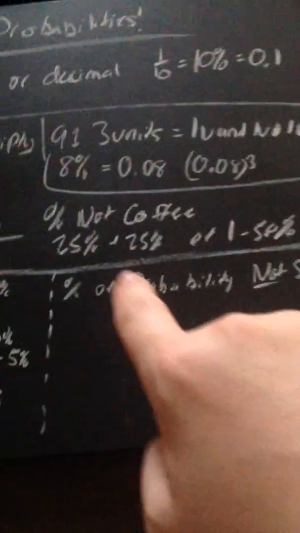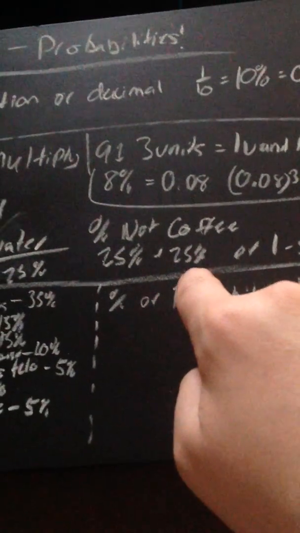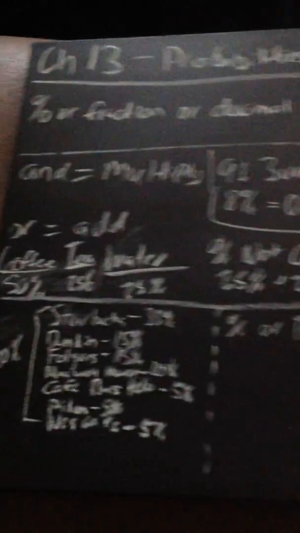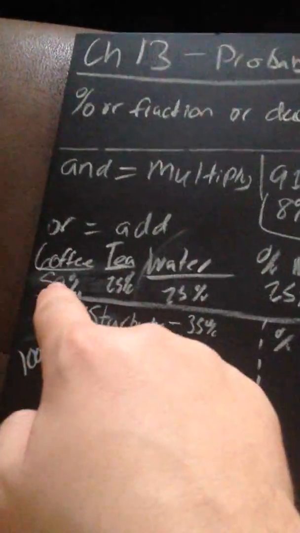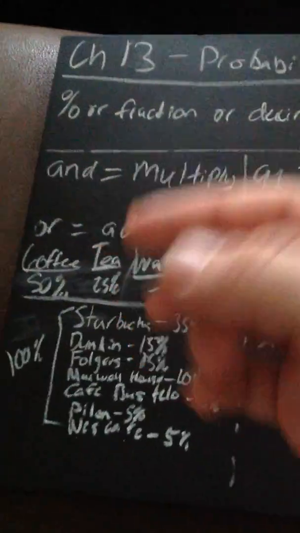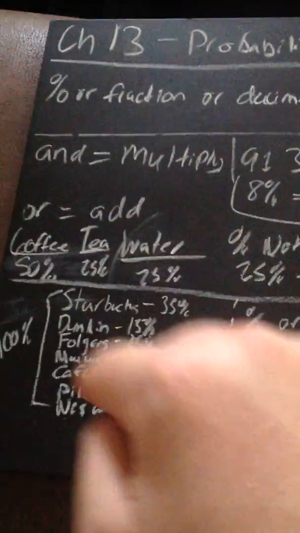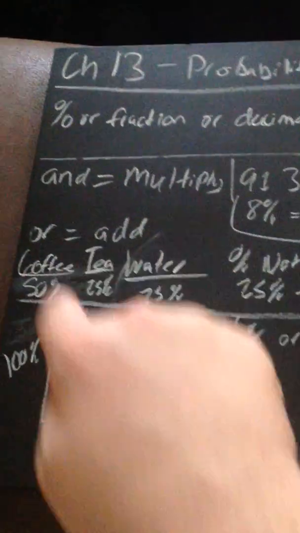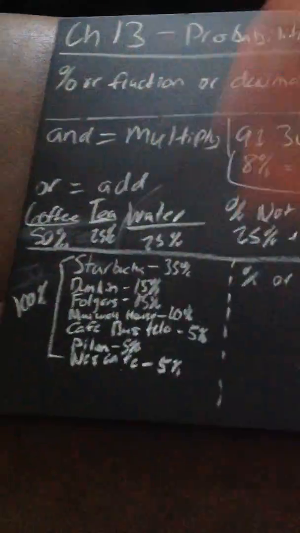The word or. So you just add tea, water. Boom. You get your 50%. Or what you can simply do is subtract 1 minus 50, because if you don't like coffee, the only other 2 options are tea and water, right?